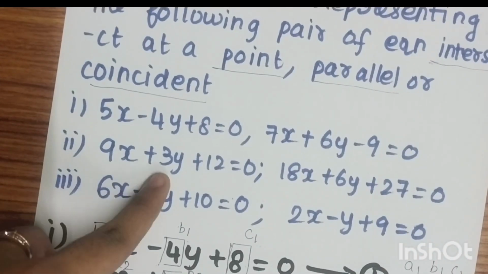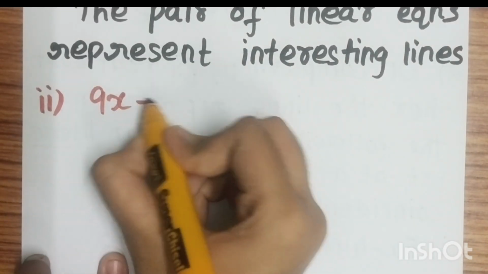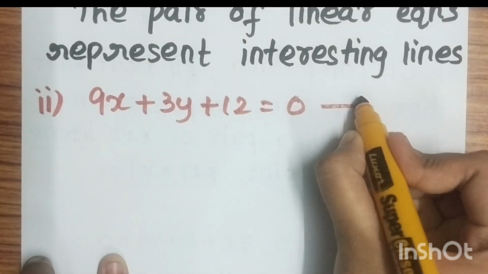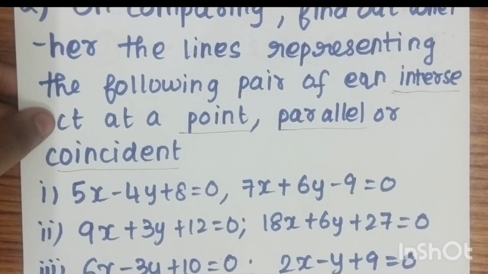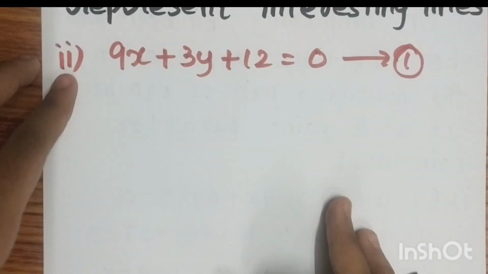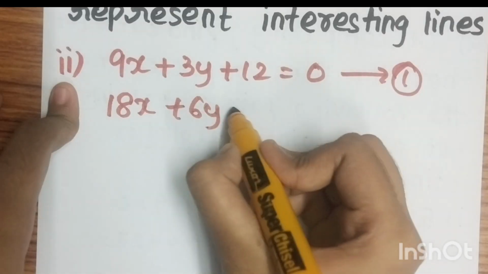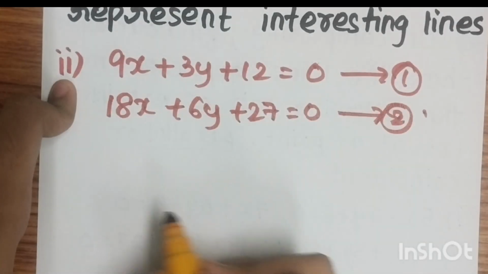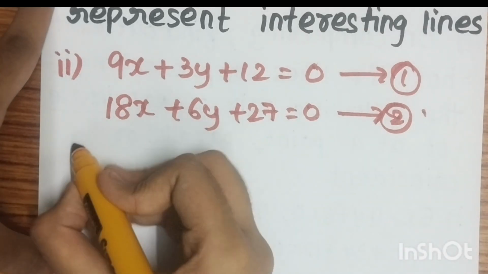9x plus 3y plus 12 is equal to 0 is my first equation. And my second equation is 18x plus 6y plus 27 is equal to 0. Now as usual we are going to compare all the ratios first.